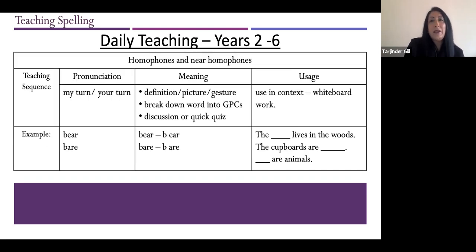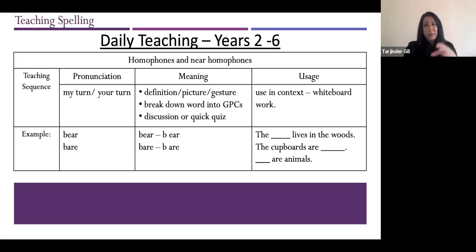For homophones and near homophones, I think you do have to teach it slightly differently. Yes, you'd want to teach the pronunciation. Yes, you'd want to break it down and ensure that children know the meaning of the words. But I think it's important that you actually use those words in context, because in this case it really is important, as that's the difference in them knowing when to use that particular spelling.